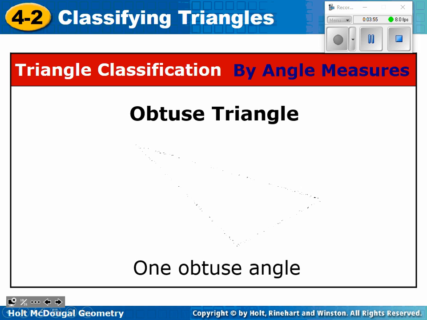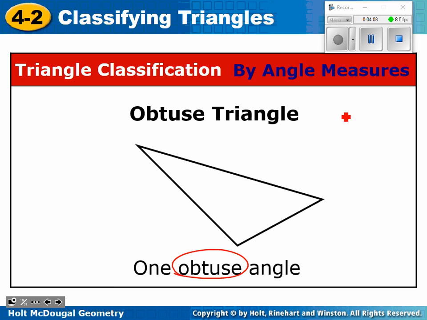An obtuse triangle is going to have one obtuse angle. What does it mean to be obtuse? Okay, greater than 90 but less than 180. So it's going to have one obtuse angle. Is it possible to have an obtuse angle and a right angle in the same triangle? No, because again, that would already be over 180 degrees, and all three angles have to add to be 180.